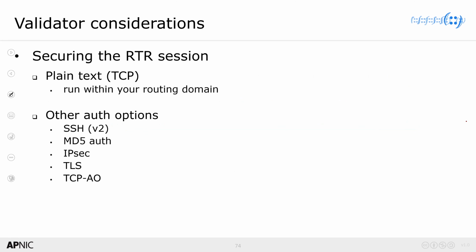So securing the router session. This is between you and your router and your validator. You either just use plain text, providing you're staying within your routing domain. You have other authentication options, so SSH, MD5, IPsec, TLS, etc. That doesn't change anything.